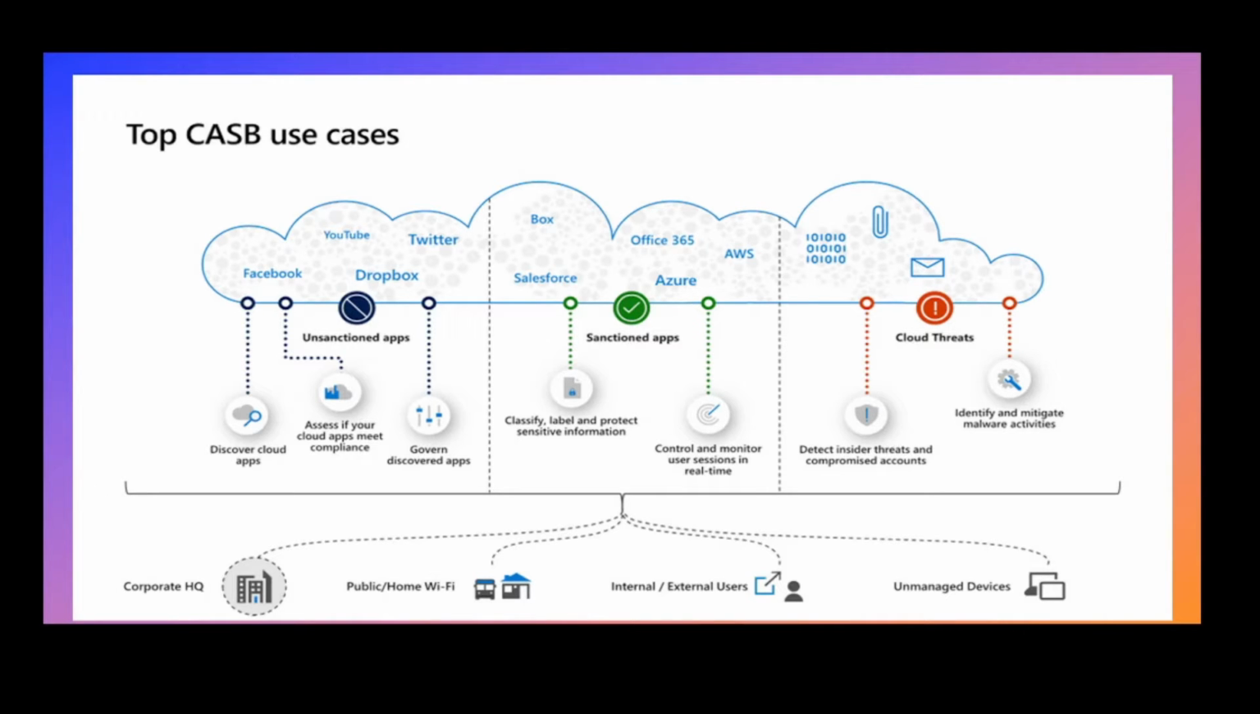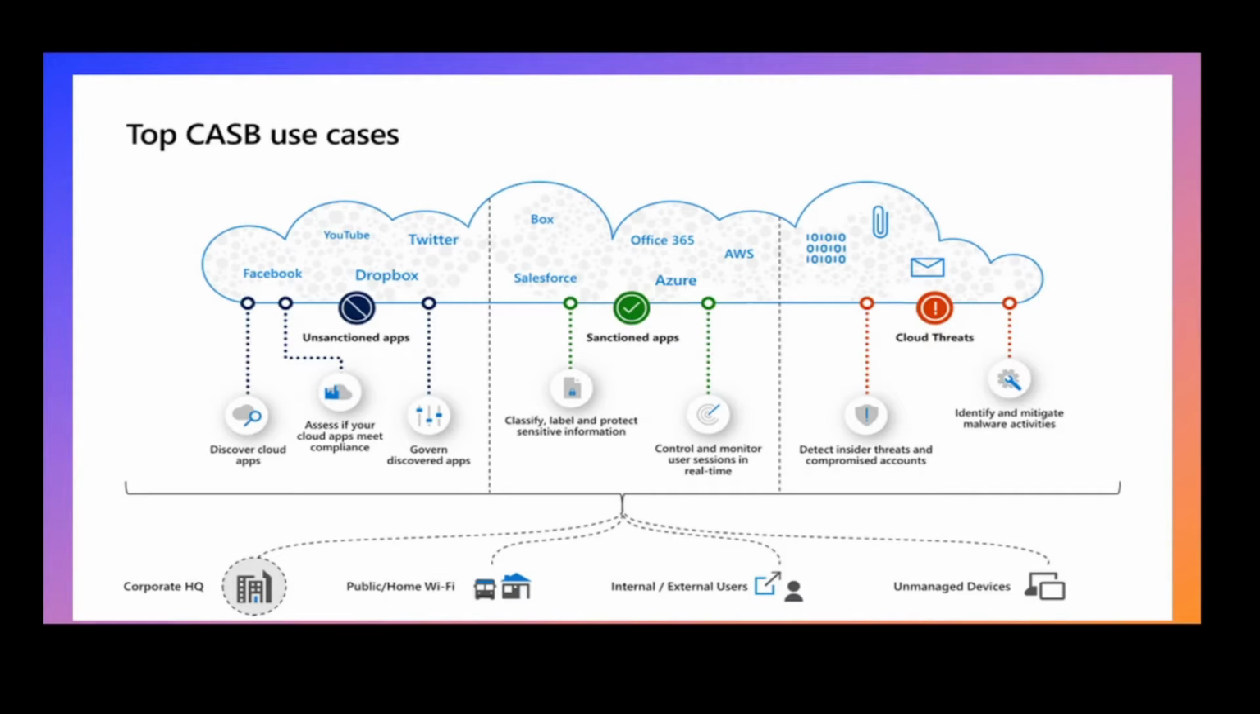So the top CASB use cases are, as I mentioned before, to discover your cloud apps, any application within your organization that's being used and not sanctioned by IT. Now you can control based on your sanctioned and unsanctioned apps, and then, integrating with Microsoft Defender, you can actually control every application that runs in your organization. So part of it is to discover the cloud apps, then assess if your cloud apps meet your compliance requirements, and then govern your discovered apps. That's one part. And then you can classify, label and protect, and control and monitor.